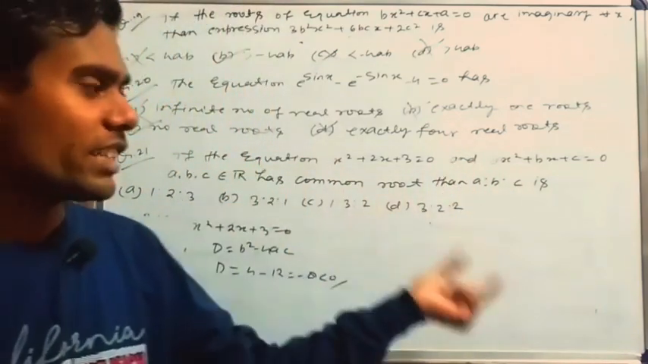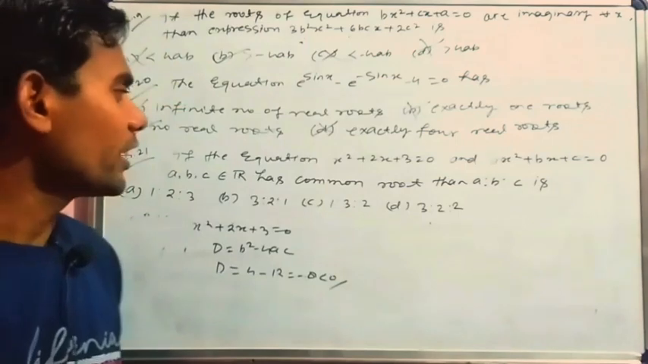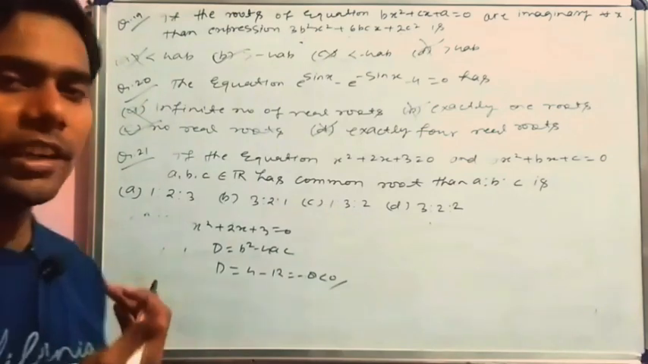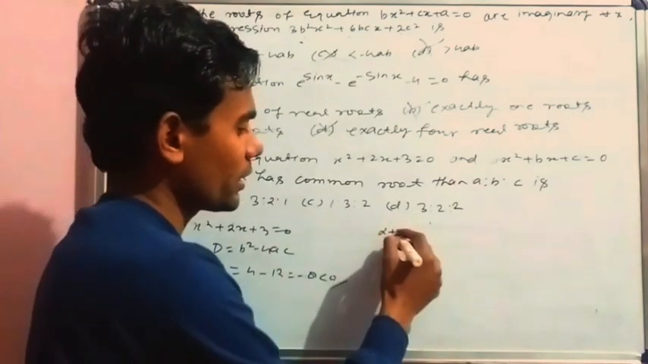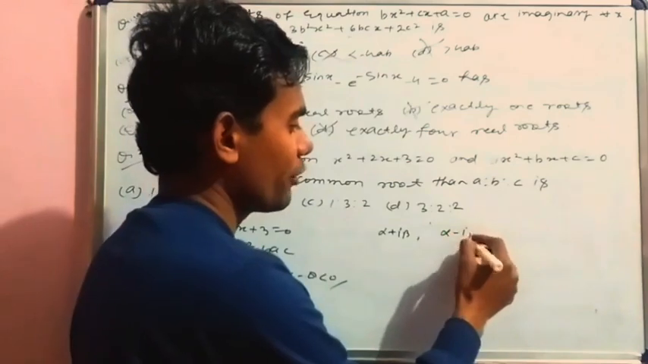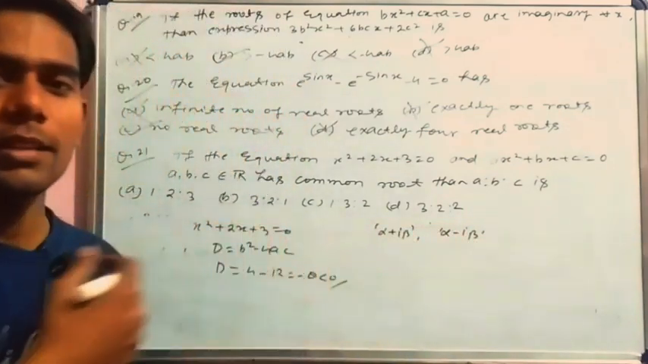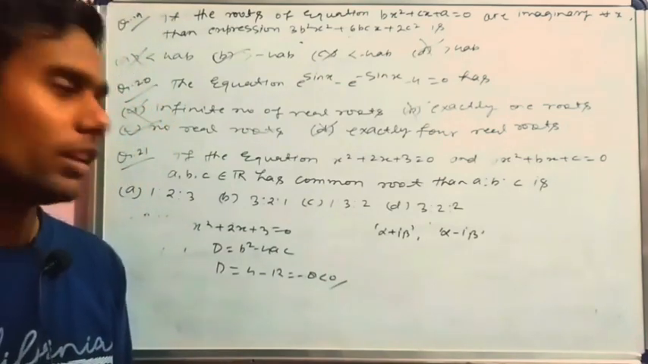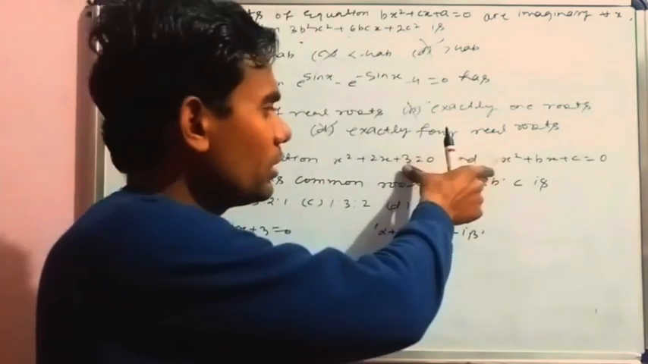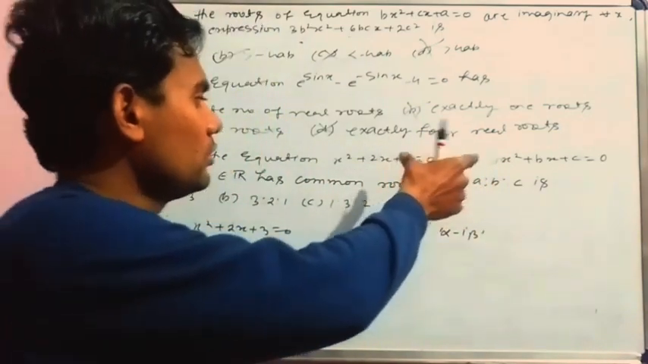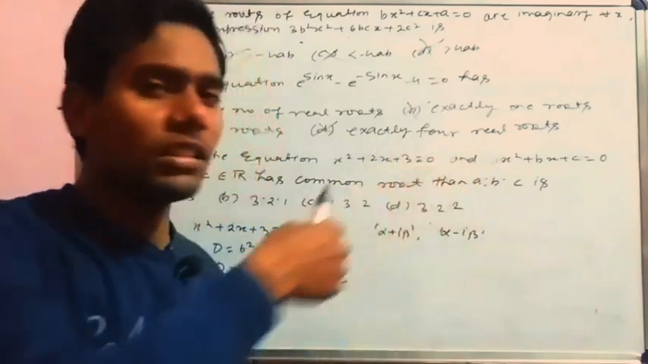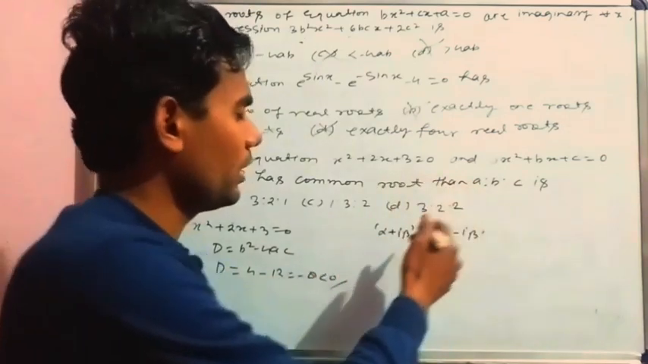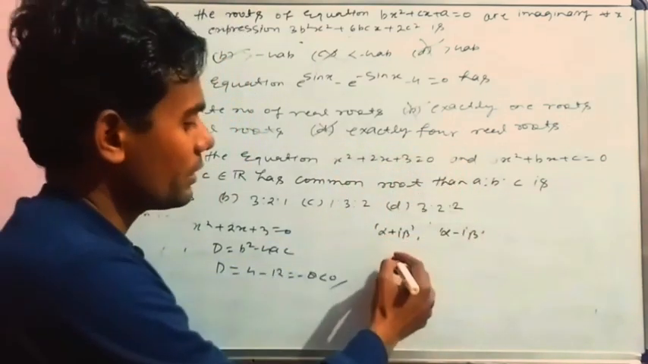If this quadratic equation has imaginary roots, it means they form a conjugate pair. If one root is alpha plus i beta, the other root is alpha minus i beta, so the roots form a pair. Hence both quadratic equations are the same, and hence the value of a is equal to 1.